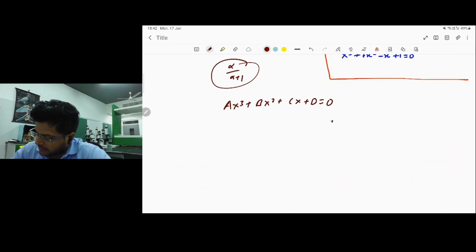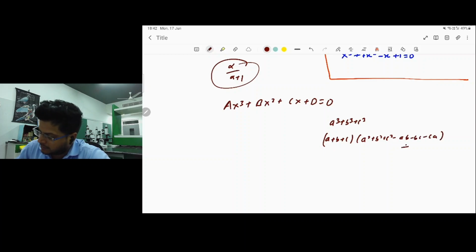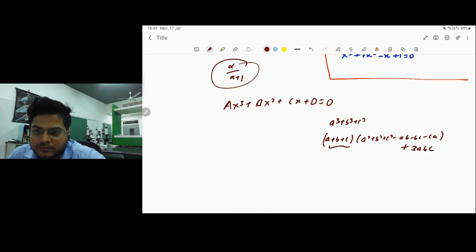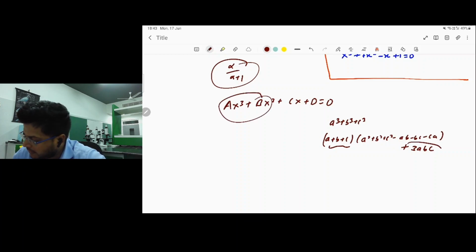Now I'm asking you, let's say a cube plus b cube plus c cube. So you can write this quantity as what? A plus b plus c into a square plus b square plus c square minus ab minus bc minus ca, plus 3 times a into b into c. Now my question is, can you get this value? Yes, because sum of the roots from here you'll be able to get. Can you get this value?